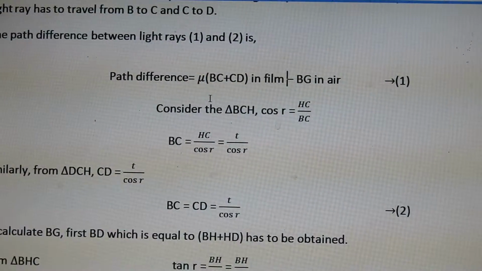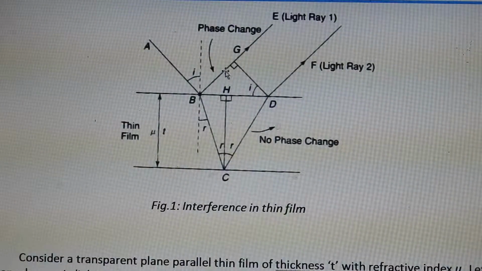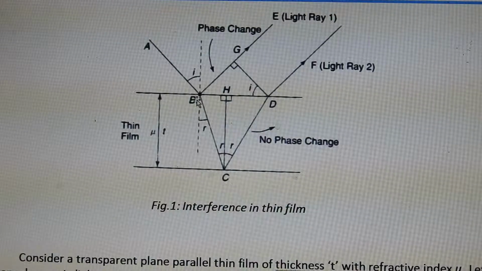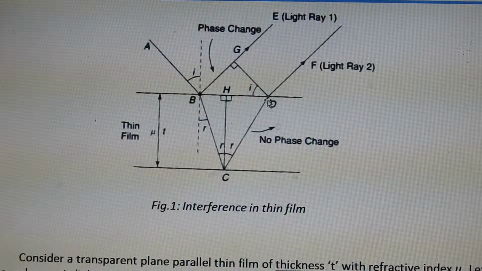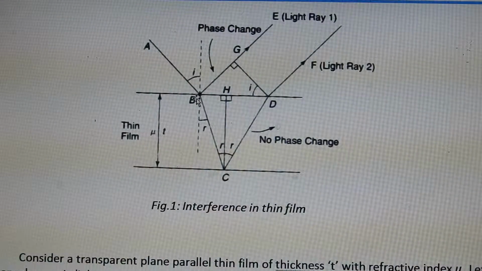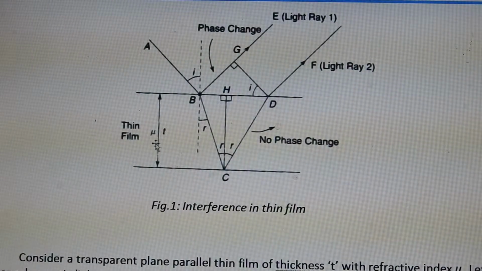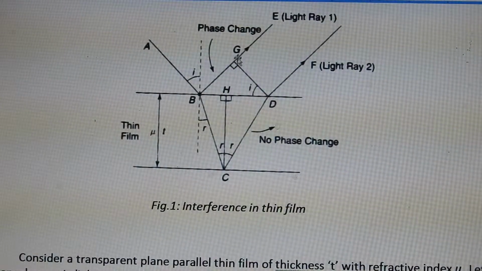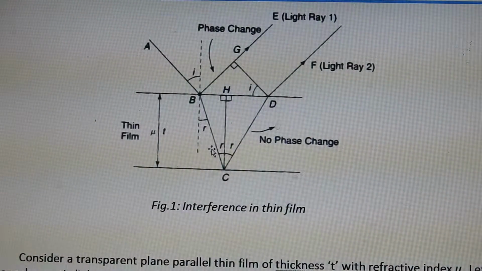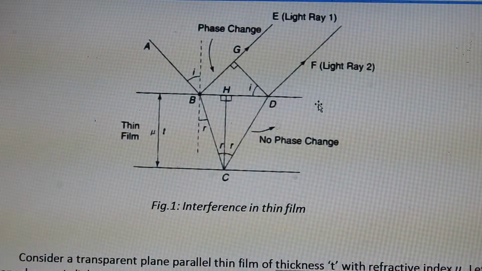The path difference means this ray is traveling this much extra distance, and this ray is traveling this much plus this much extra distance in the thin film. So the first ray is traveling the extra distance BG, the second ray is traveling BC plus CD, but in the refractive index mu. So the path difference between these two rays should be calculated.